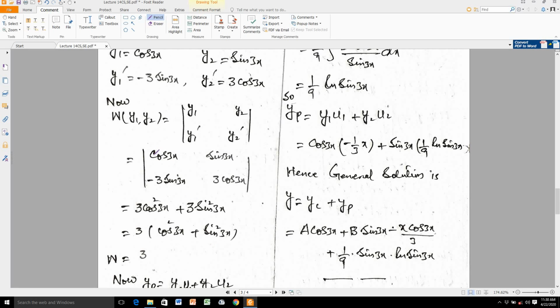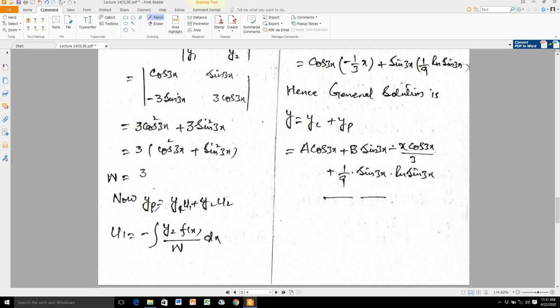When you open this determinant, you get 3 cos square 3x plus 3 sin square 3x. Now take 3 common, you get cos square 3x plus sin square 3x. This is our very beautiful identity that we always remember in our mind. What is this? Cos square theta plus sin square theta is equal to 1. Similarly, cos square 3x plus sin square 3x is equal to 1.